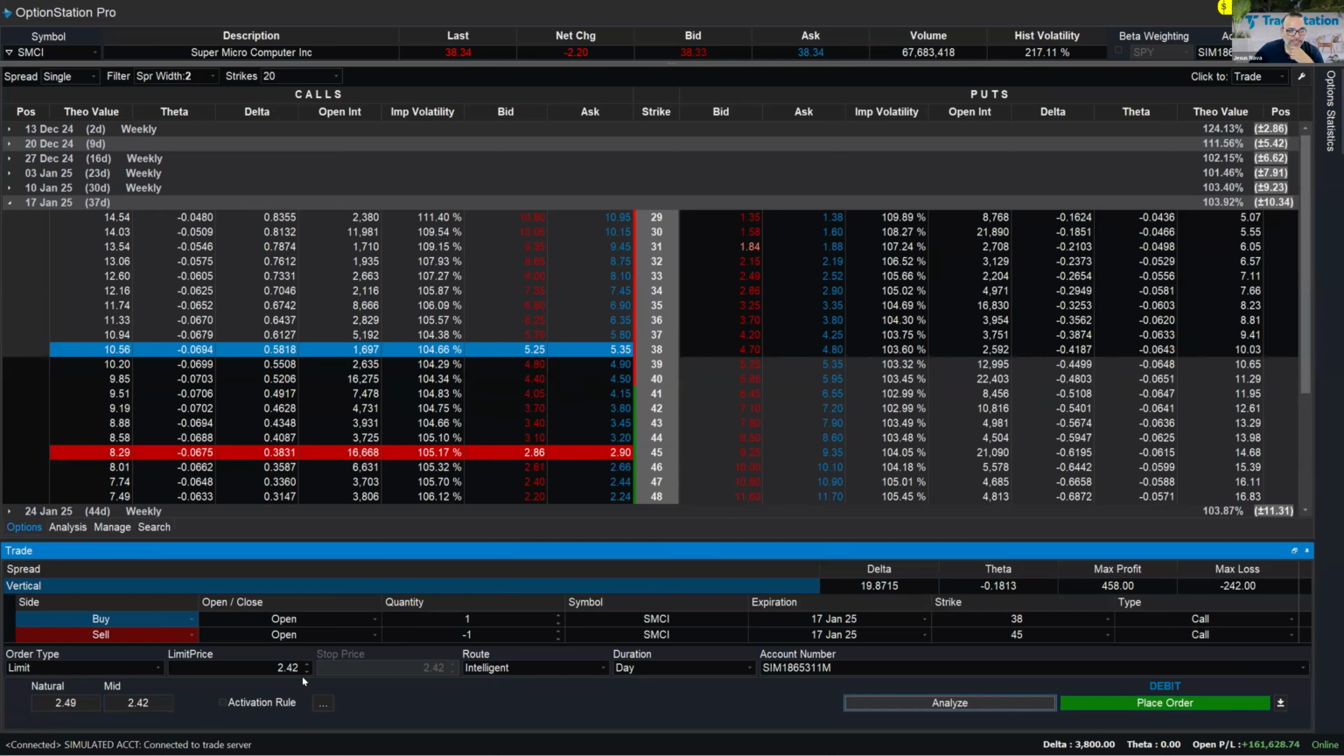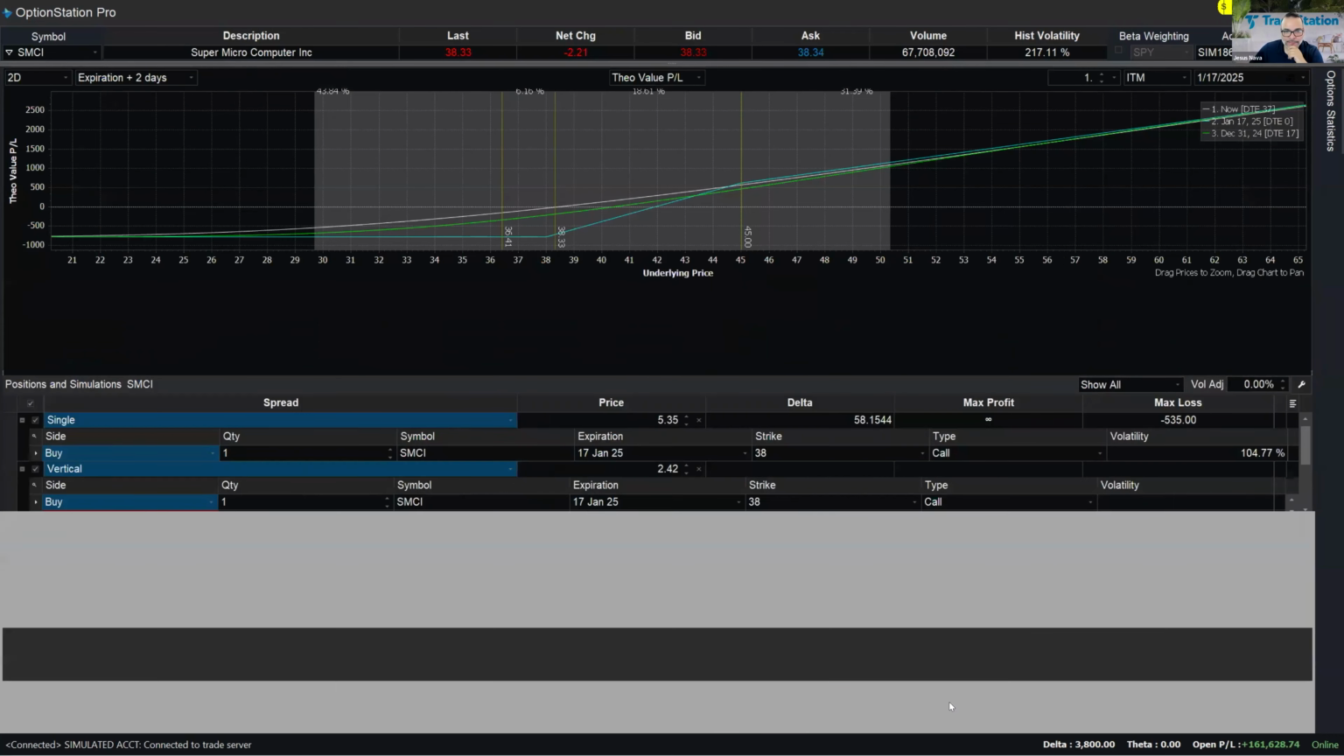But take a look at the price here. The price is different because I am paying for the 38, but I'm receiving money for the 45 because I'm selling it. So my cost here, my maximum loss, went down from 535, which is by just buying the call, to 242, which is buying the bull call spread. Of course, it also limits my profits. Let me go ahead and analyze this bull call spread and see what type of return I would get.